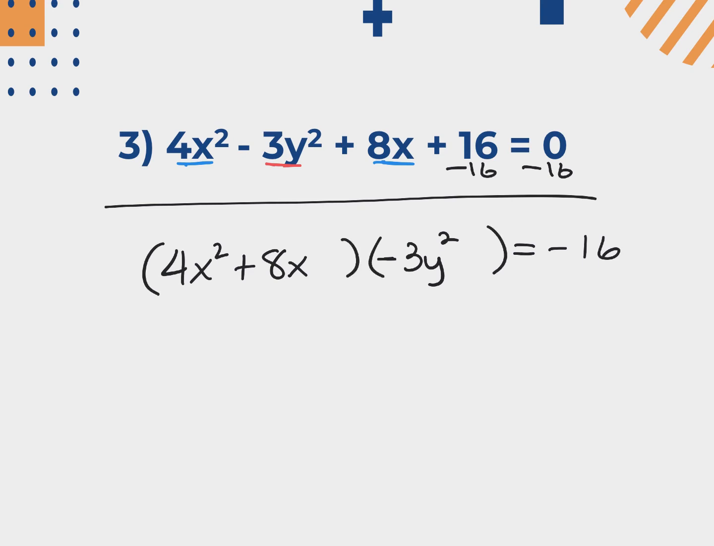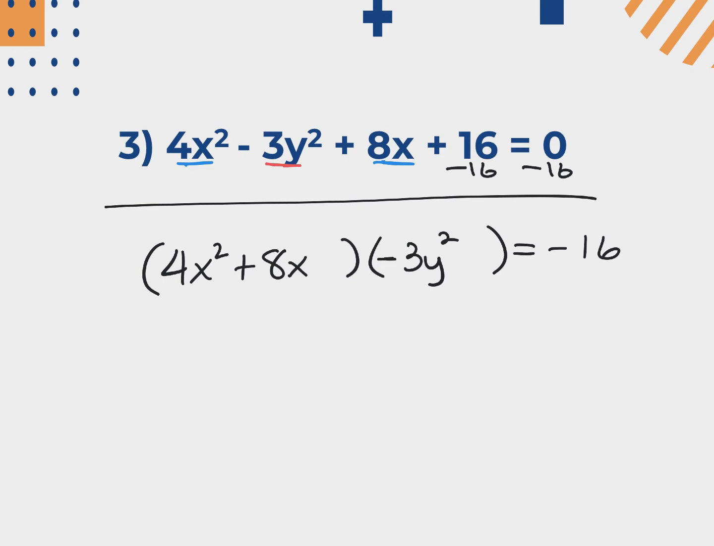Yes? How would you know if it's a hyperbola again? If the signs on the squared terms are opposites. Does that make sense? So you see how x squared was positive 4 and y squared was negative 3.